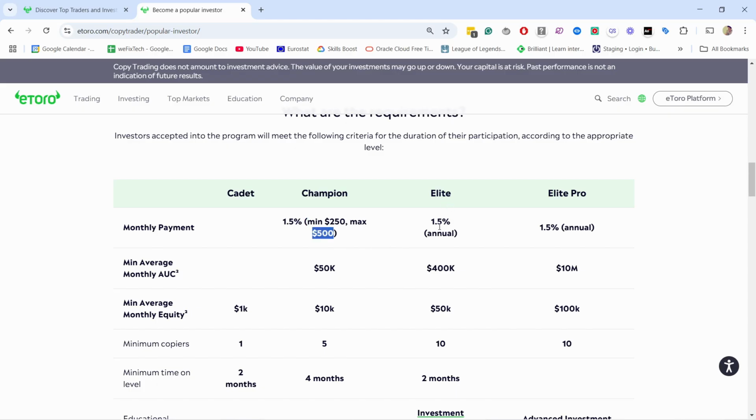And here you see elite. If you have 400K, it's 1.5%. So if you have a million, then that's what, 15,000 paid annually for your performance. But there are some with 10 million, I think. And if you're one of the top guys, you get a nice compensation for it. So this is something unique eToro does.